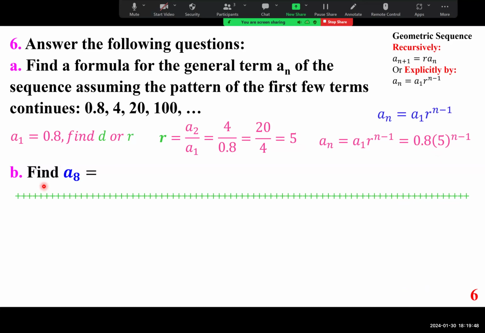Now we want A sub 8. Okay, so replace the n with 8. That's all you have to do. And so this is 5 to the power of 7 times 0.8, using a calculator gives us 62,500.